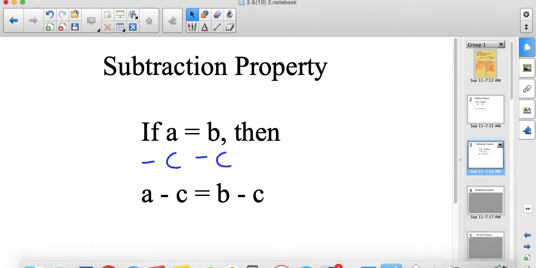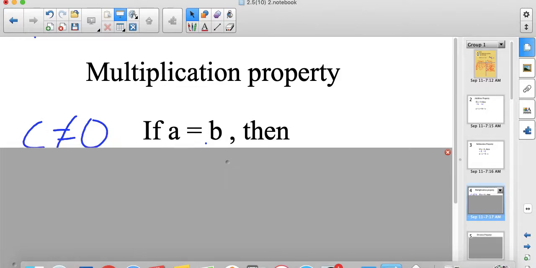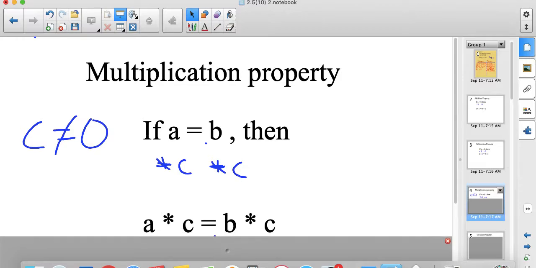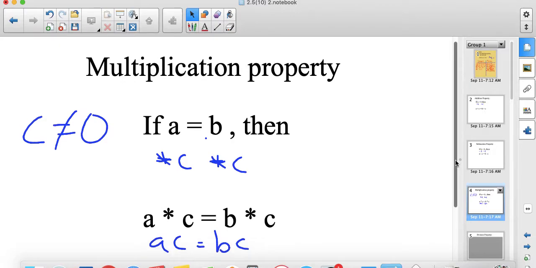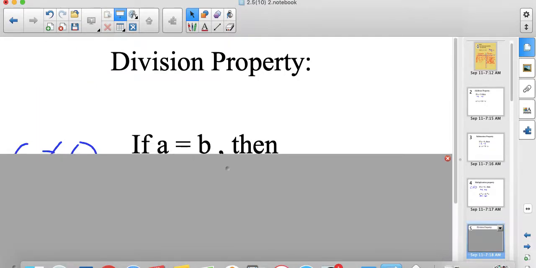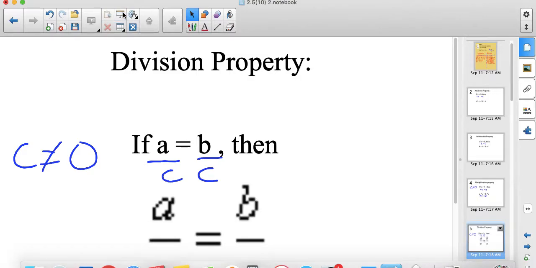Multiplication works the same way. If two things are equal, then when I multiply by something on each side, the result will also be equal. One thing to note, you cannot multiply both sides of your equation by 0. That's why you see that C cannot equal 0. Division, same thing. You can divide by the same thing on both sides. Once again, as long as that thing is not 0.